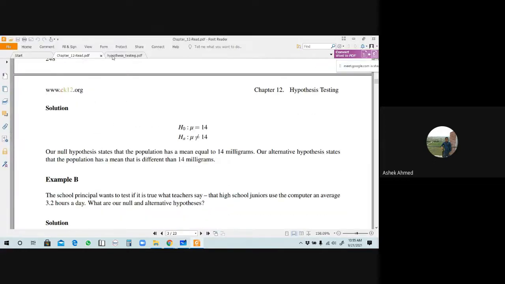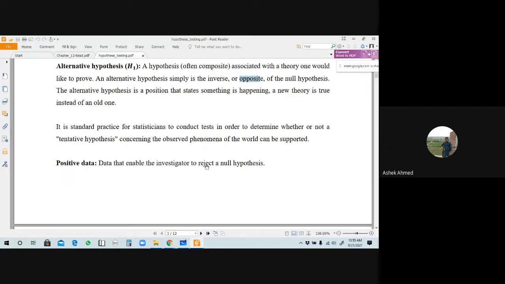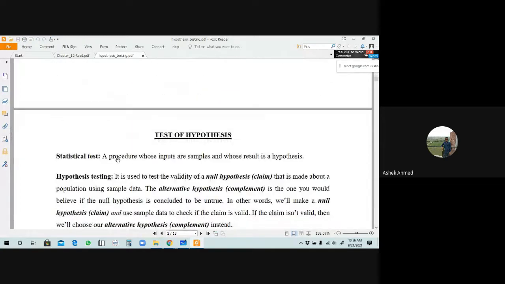Now we will see the next example: positive data that enable the investigator to reject the null hypothesis. Data are called positive data when they reject the null hypothesis. A statistical test is a procedure whose inputs are samples and whose result is a hypothesis; that will be called a statistical test here.